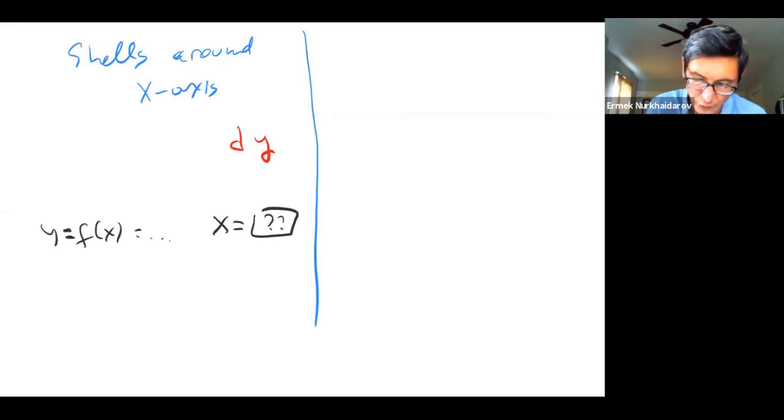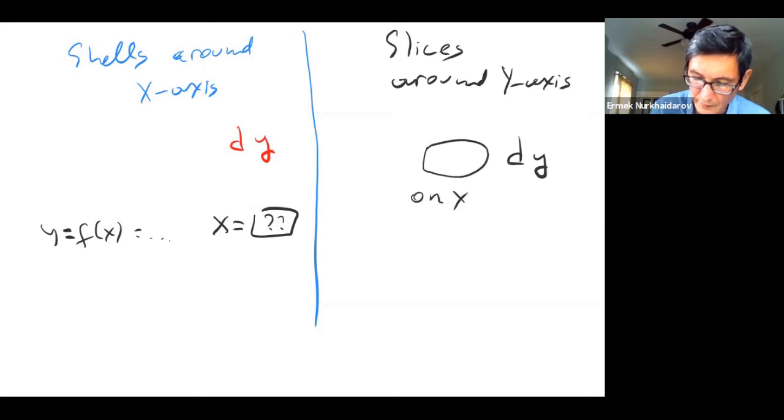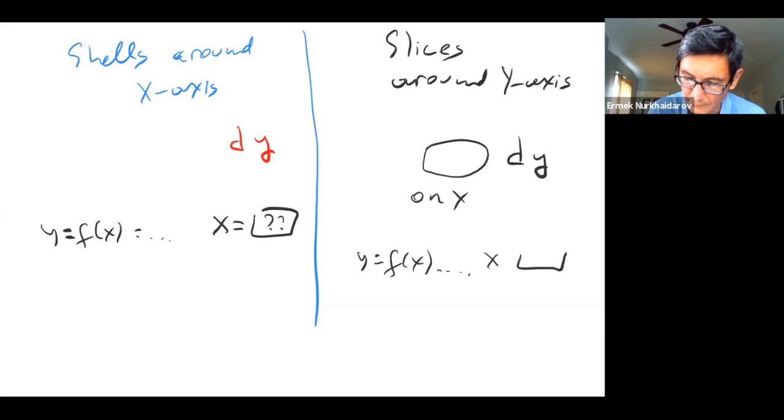And the same is true when you do slices around the y-axis. You're going to get dy, and again, the expression here will depend on x. You'll have to express x in terms of y because you have to do a substitution, and that will be y equals f of x. So somehow you'll have to solve it for x. And again, that depends on the function.